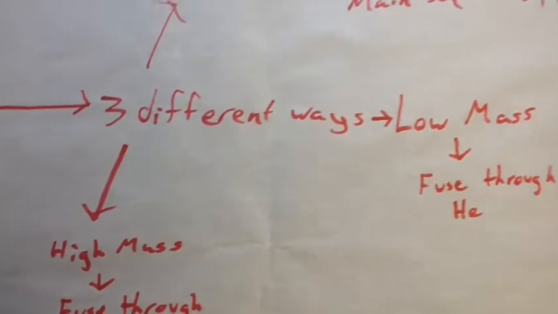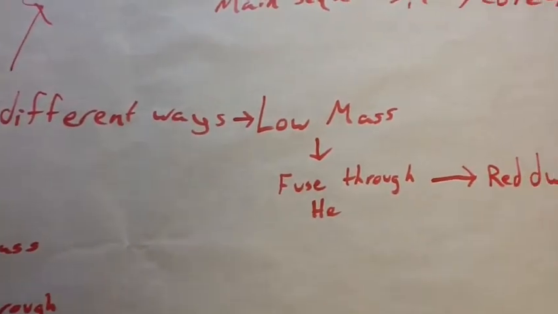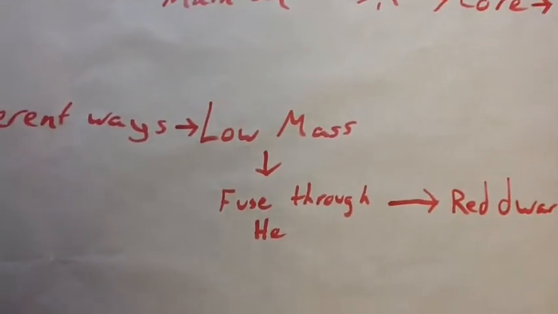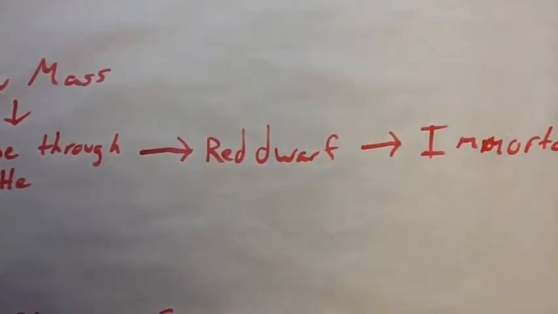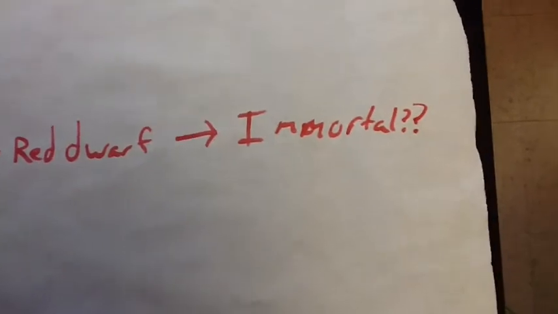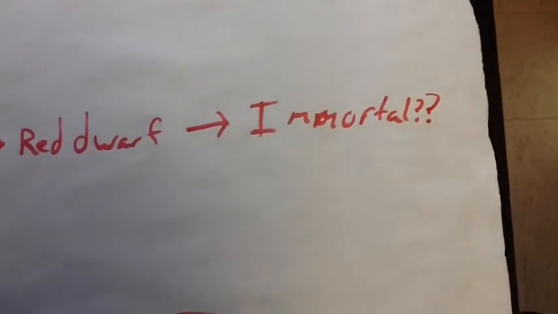Low-mass stars fuse through helium, which then form into red dwarfs. Red dwarfs have a potential to be immortal because of their low energy burn rate. It is still unknown, though, if red dwarfs can be considered immortal because they are still burning through energy.